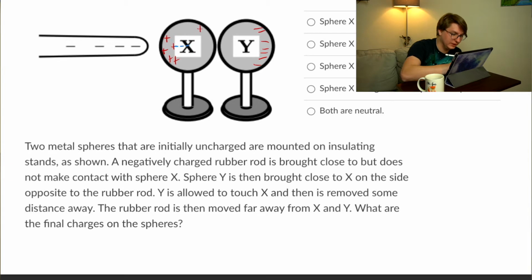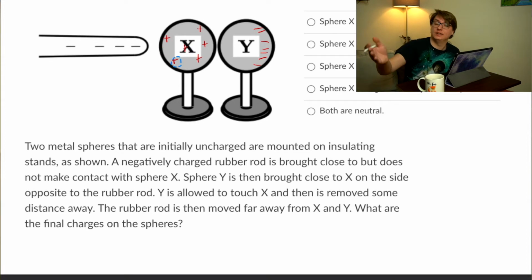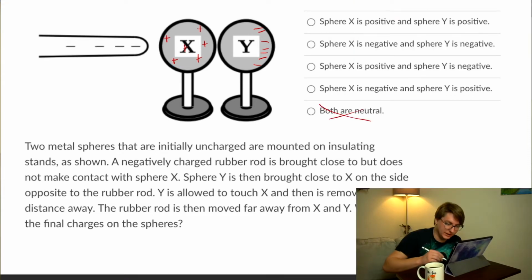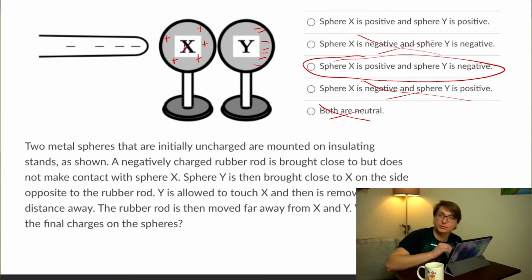This will move over here, this will move over, and they'll spread out. But then individually they are not neutrally charged, though together they're neutral. So what are my options? Both are neutral. Okay, it's not that one. X is negative. No, not these ones. X is positive, Y is positive. No, so it's got to be this one here.